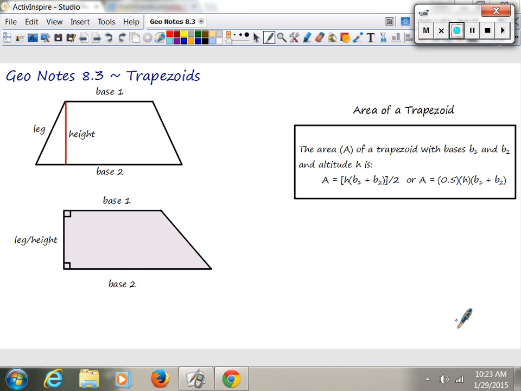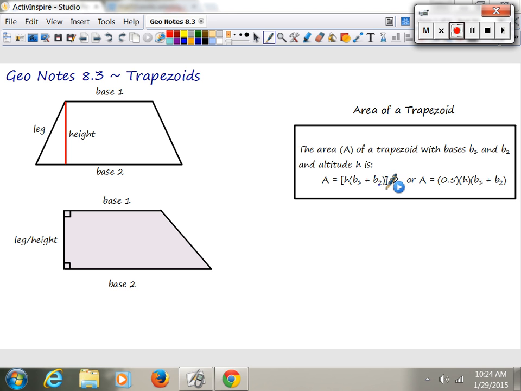Alright, 8.3 is trapezoids. We've done rectangles, squares, triangles, parallelograms, rhombus. Let's go to a trapezoid. The area of a trapezoid, the formula is right over here. Now this is when you have it all in one line like this.